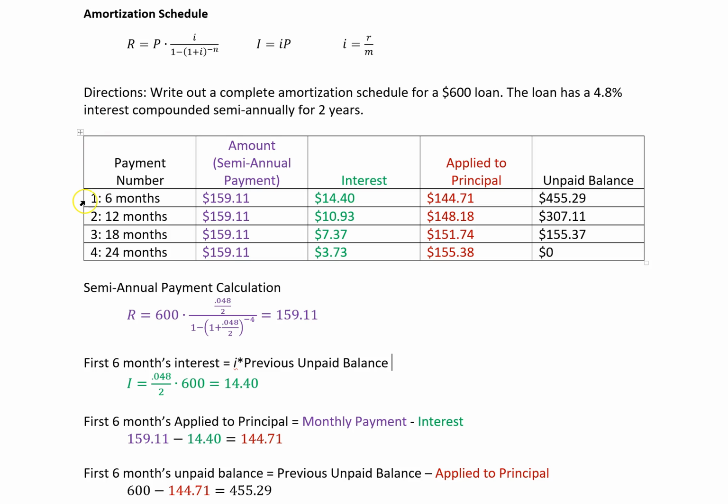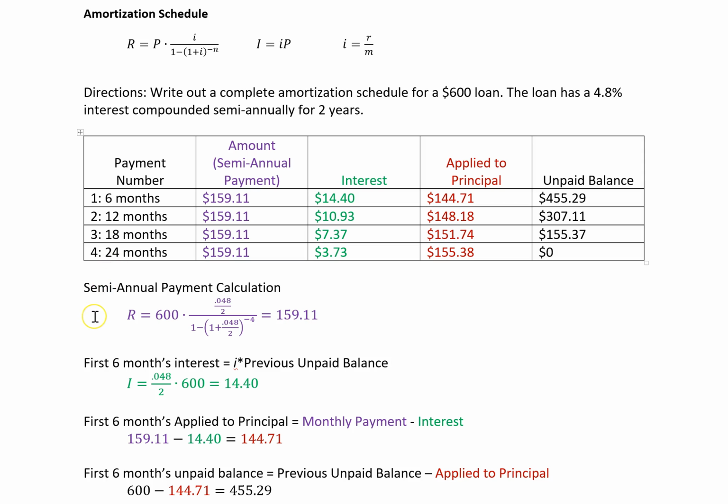The first payment will occur at the 6-month mark, since it's semi-annual. Second payment will occur at 12 months, the third payment at 18 months, and the last payment at 24 months, which is the end of the 2 years.